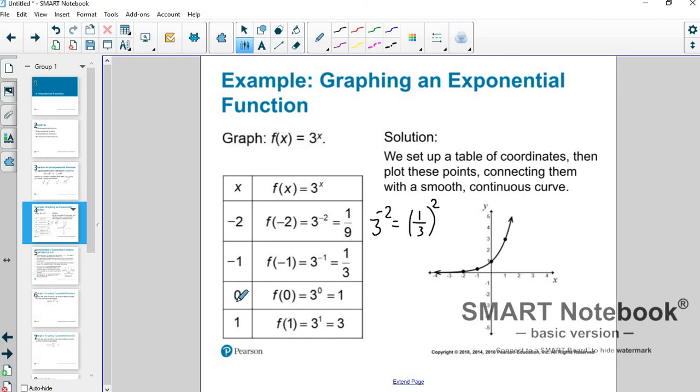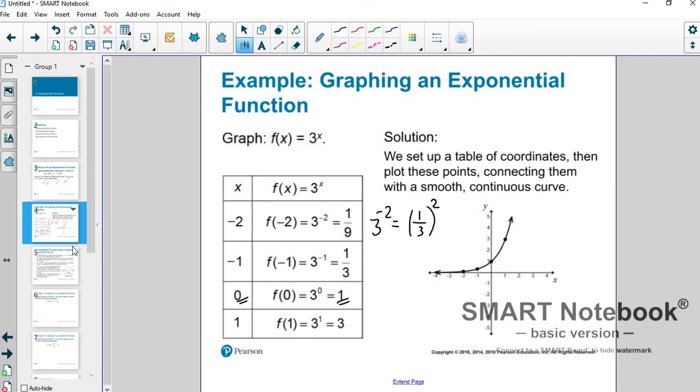3 to the 0, remember when you plug in 0, any base that's non-zero, raised to the zero power, is always 1. Always. You plug in 1, you get 3. You plug in 2, you get 9, way up here. So you notice what happens. The function is kind of flat over on the left-hand side for the negative powers, and then as you get to the positive powers, it takes off very quickly. All right. And this is the basic shape of all of our exponential functions.